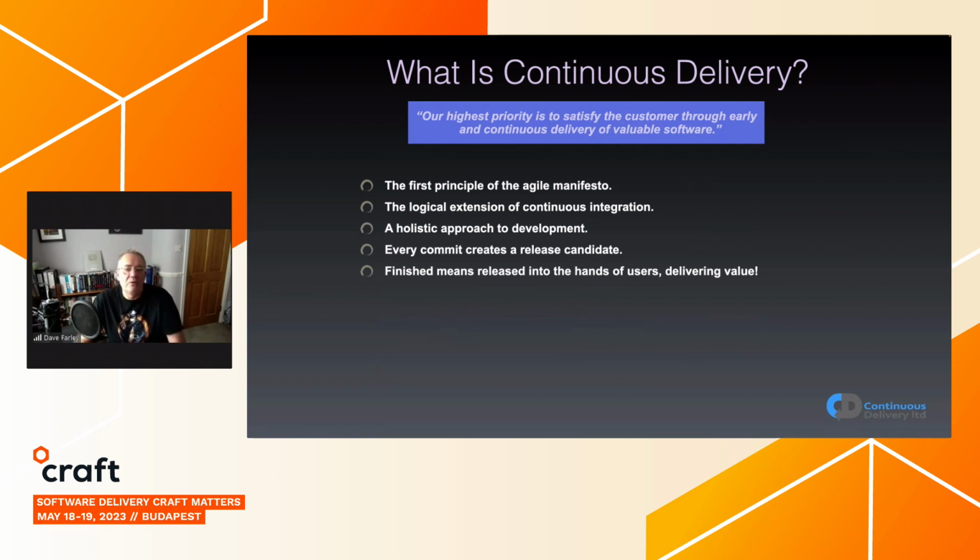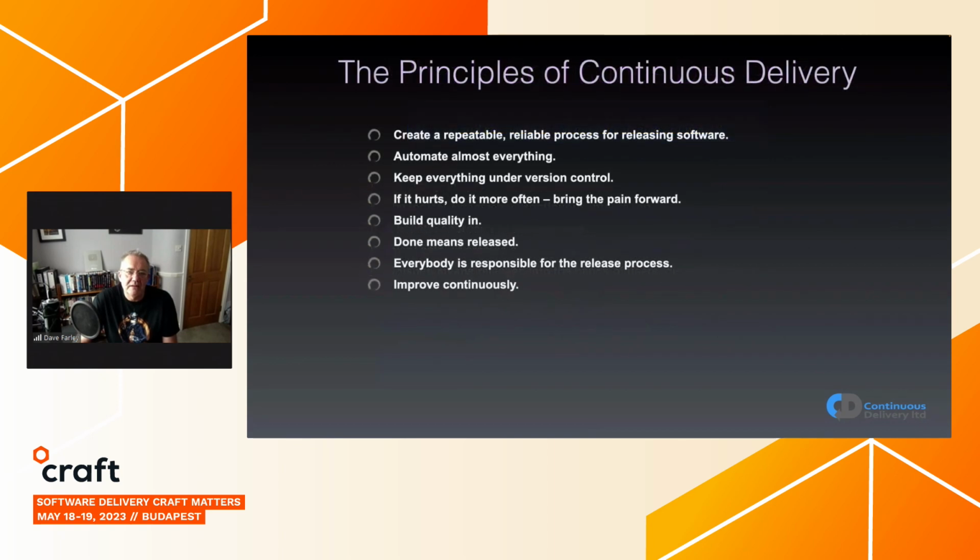Continuous delivery is about working. It's the first principle of the Agile Manifesto, which is our highest priority, is to satisfy the customer through early and continuous delivery of valuable software. And it gives us a lot of profound insight into the quality of our work and the efficiency with which we're doing it. We create a repeatable, reliable process for releasing software, and we do that through automating and version controlling pretty much everything.